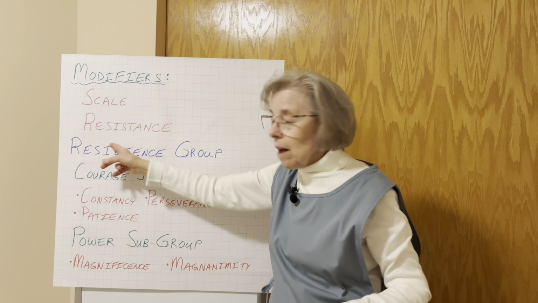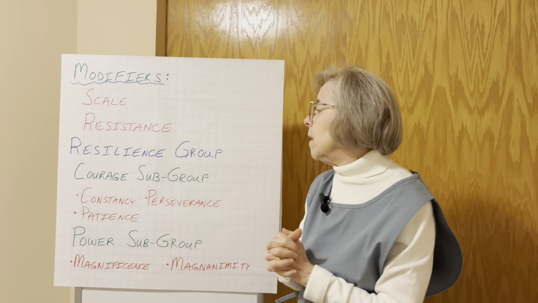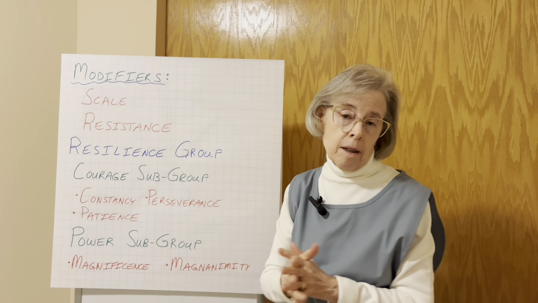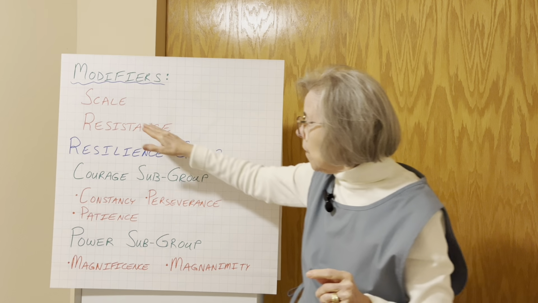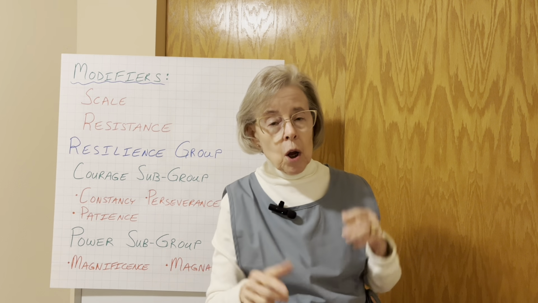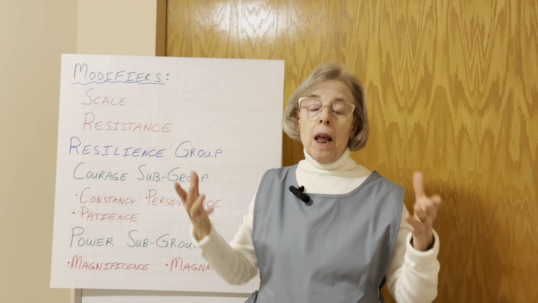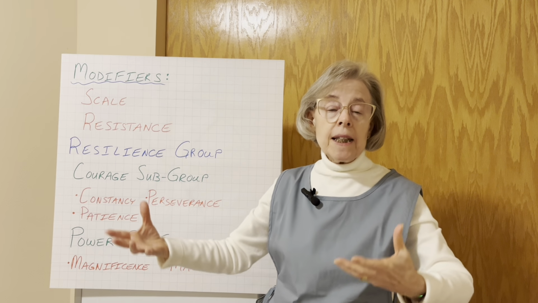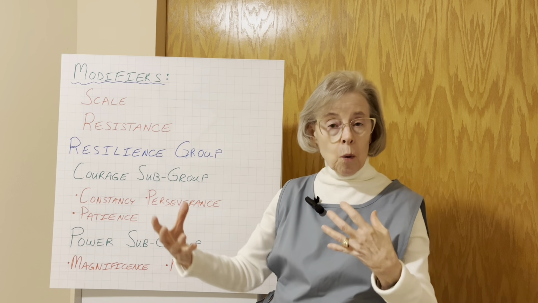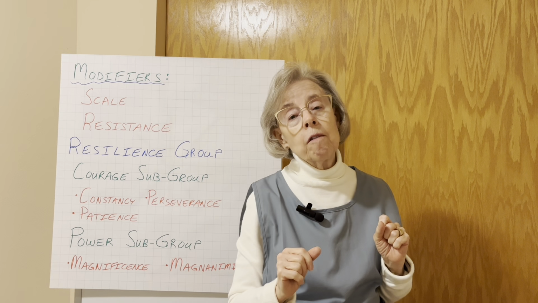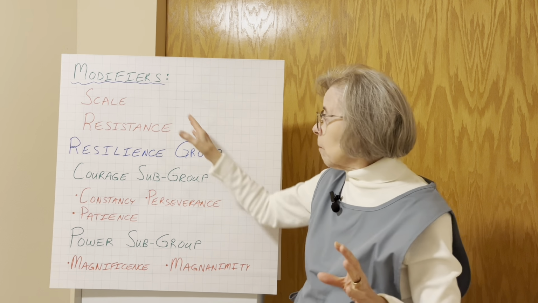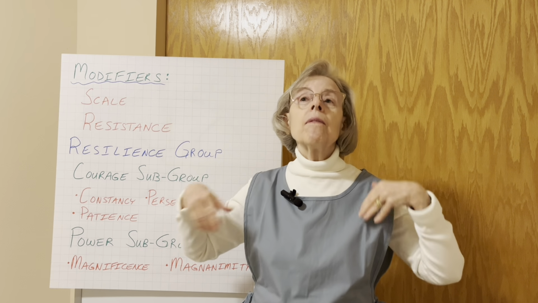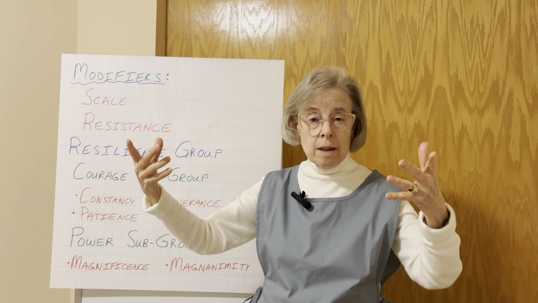The modifiers of all character traits in the resilience group are scale and resistance. Scale is a very interesting modifier when it comes to magnificence. If it's our hero taking on the great quest, the scale is rather obvious. It's the value of the quest. And that's always true of magnificence. The scale of magnificence is what might be achieved if magnificence is allowed to express itself.